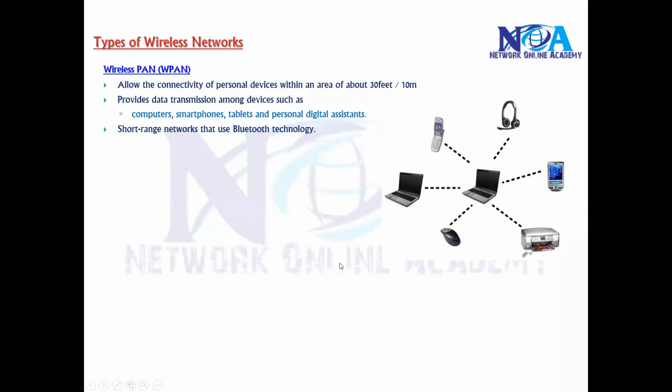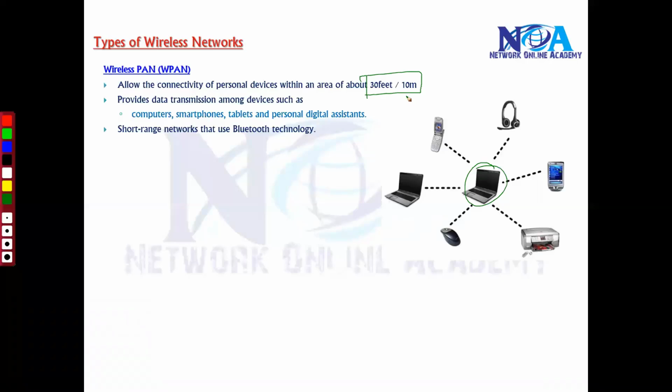Now when you talk about wireless PAN, the personal area network, you are connecting your devices within a small limit, around 30 feet or 10 meters. With the help of PAN, we are connecting electronic devices like computers, smartphones, personal digital assistants, or a keyboard and mouse. You will find wireless keyboards and mice with the help of Bluetooth, as well as printers. Most new printers have a wireless connection where you can connect to Wi-Fi or to Bluetooth connections.